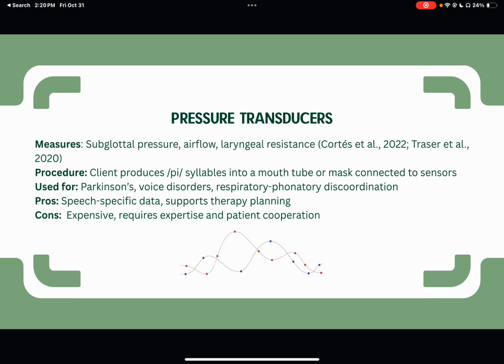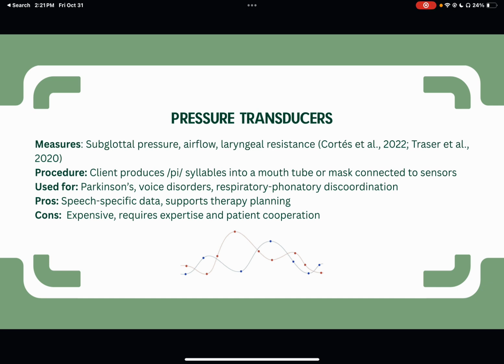The main advantage is that it provides direct speech-specific data that can help clinicians plan treatment and track progress from there. The downside is that it is very expensive, requires training, and not every client finds the mask comfortable. Even so, recent studies by Cortez and Frazer have shown how this type of aerodynamic measure gives us a better understanding of subglottal pressure and respiratory control during speech.